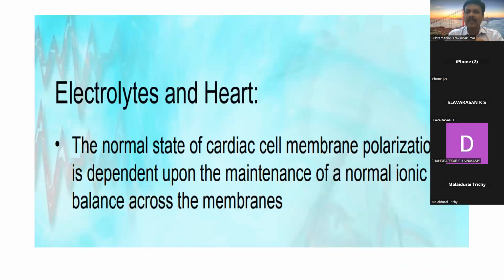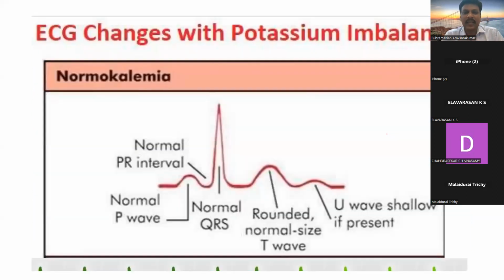In the heart, the normal state of cardiac cell membrane polarization depends upon the maintenance of normal ionic balance across the membranes. It's predominantly sodium, potassium, and calcium. This maintains the equilibrium polarization in the heart muscle. That means that whenever it goes to depolarization, it has to come back to normal. Accordingly, the electrolyte ions shift within the cell from outside, and this causes depolarization and repolarization in the heart. So we'll see with the normal ECG what happens, and how electrolyte abnormality happens.